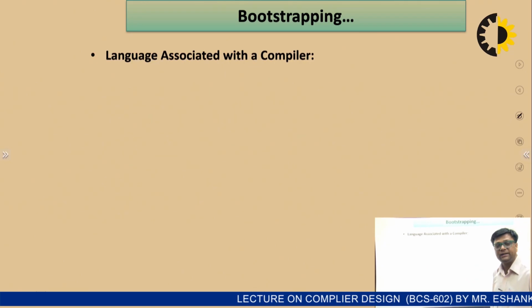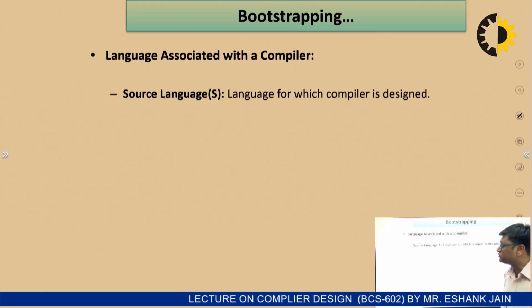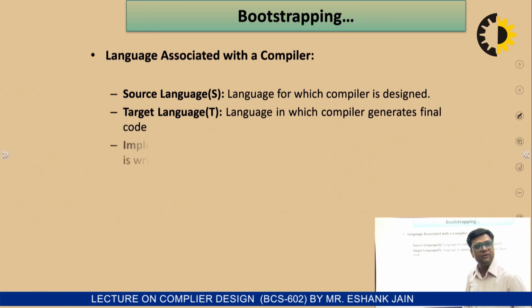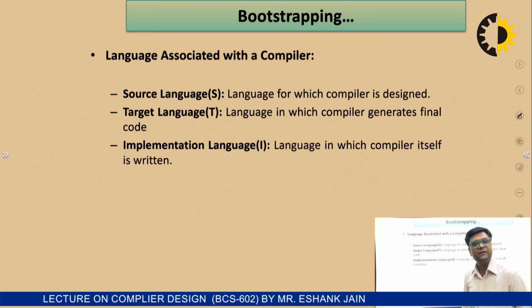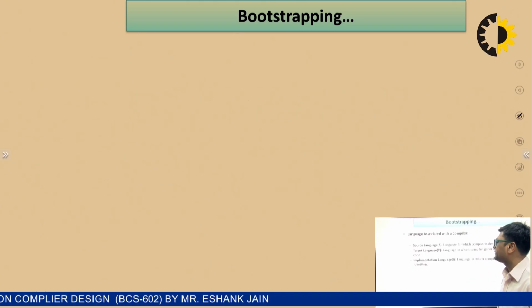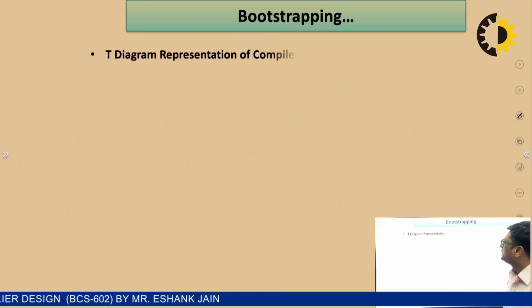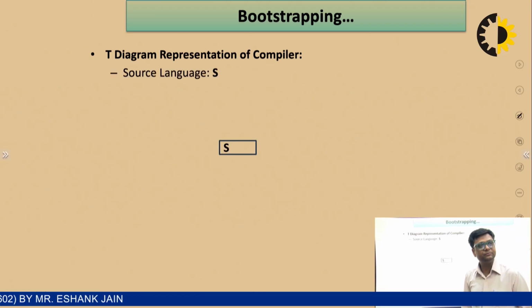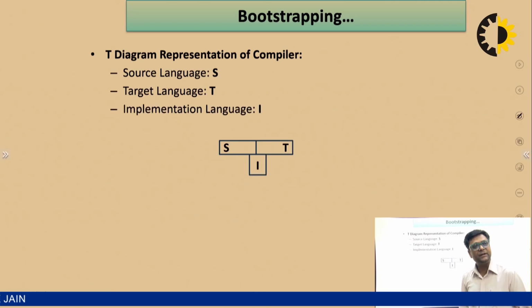Language associated with a compiler: source language; target language, in which the compiler generates the final code; and implemented language, which means the language in which the compiler itself is written. It is represented with the help of a T diagram: source language, target language, and the implemented language.